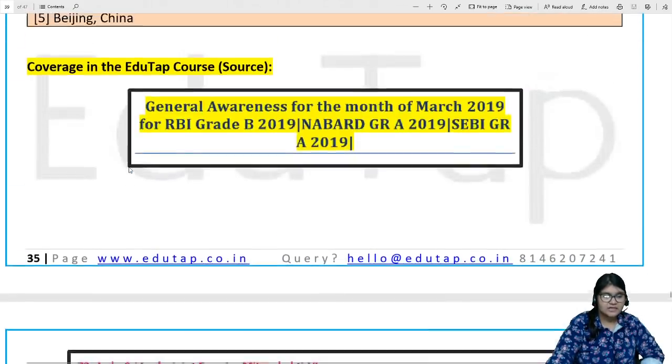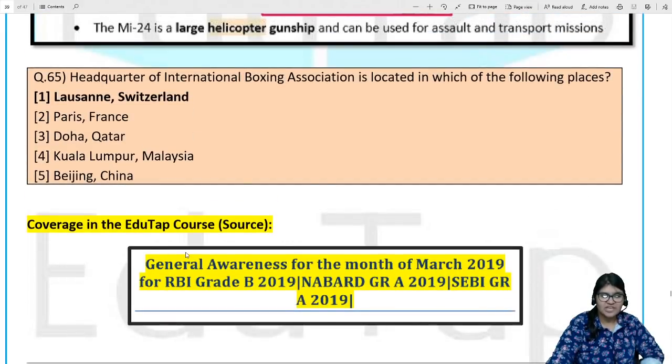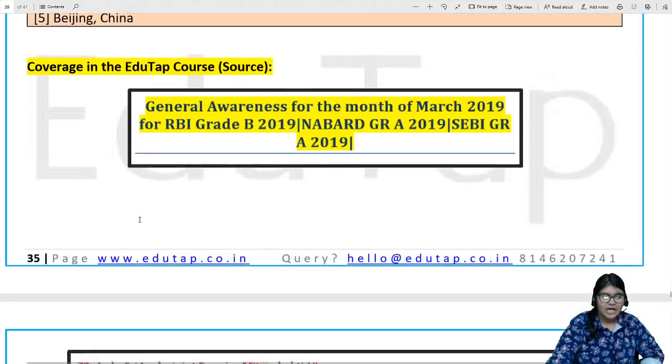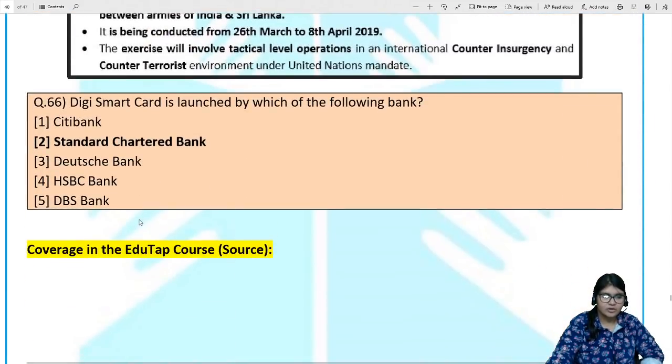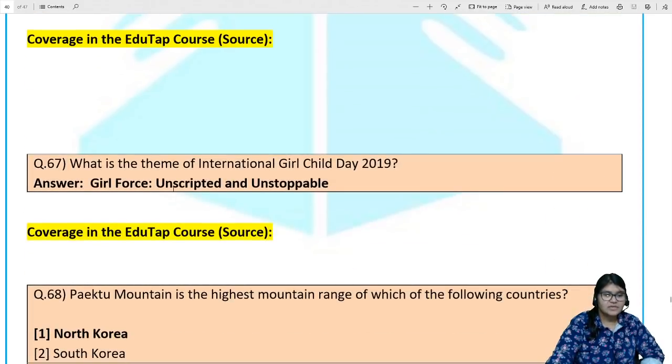Okay, and pardon me for the wrong image that you can see on your screen. We will correct this before uploading this PDF. There's a miss from our end. Sorry for that. 66th question that you can see: Digi Smart Card is launched by which of the following banks? And the answer is Standard Chartered Bank. Next, what is the theme of International Girl Child Day 2019? The answer is Girl Force: Unscripted and Unstoppable.